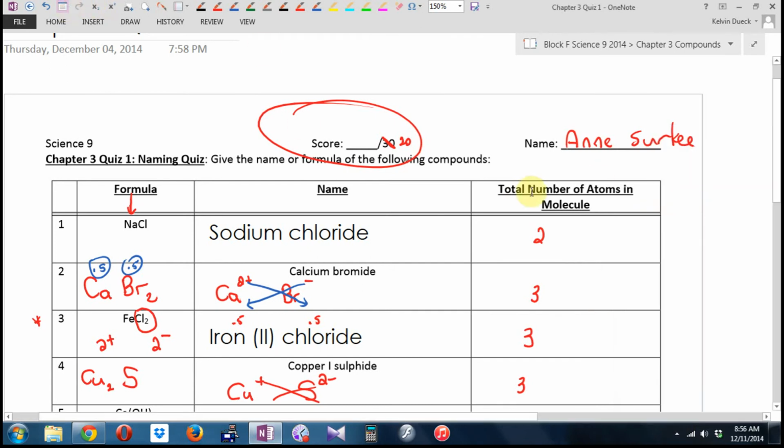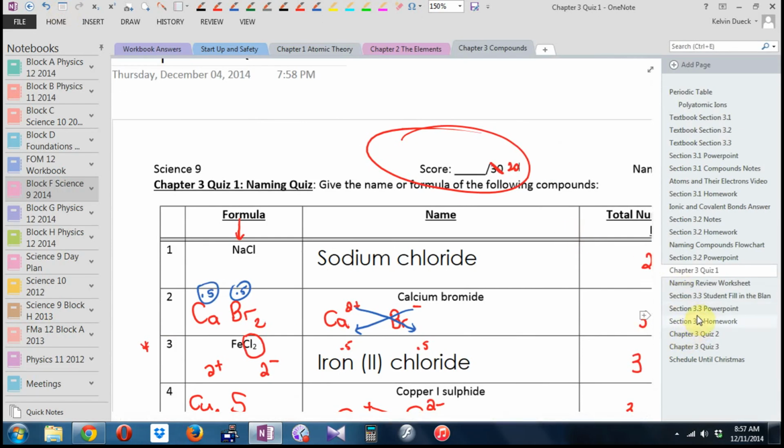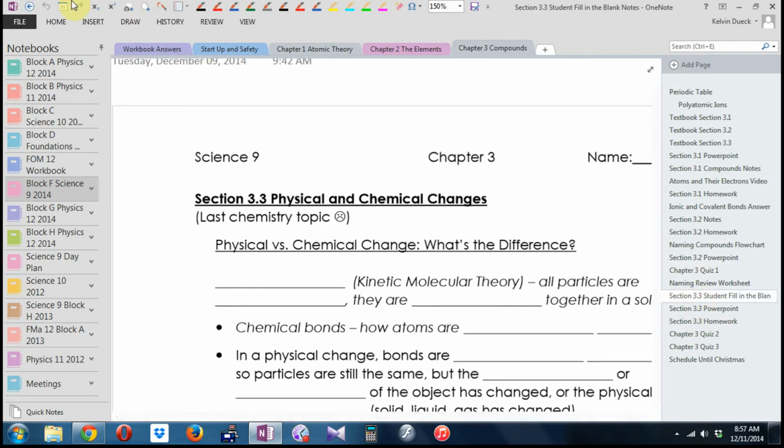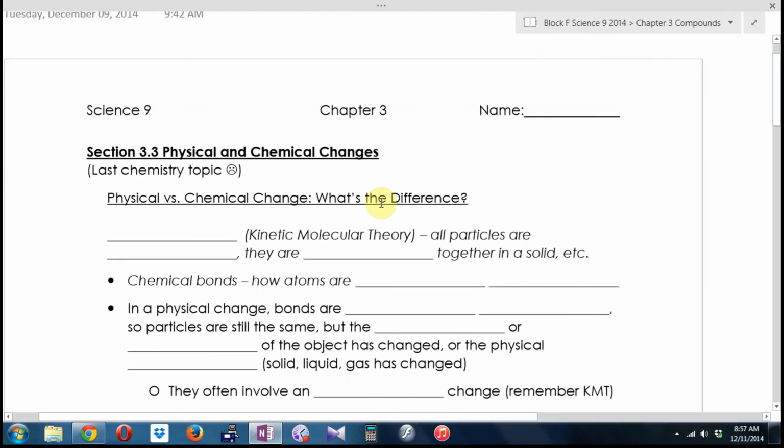Can you all please get out the lesson we were working on last day, which was section 3.3, physical and chemical changes. This puppy. Okay? And I think we had finished the front page. And I think everyone was here last day. If you've lost it, sheepishly tell me. I'll get you another copy, but hunt for it first, please.